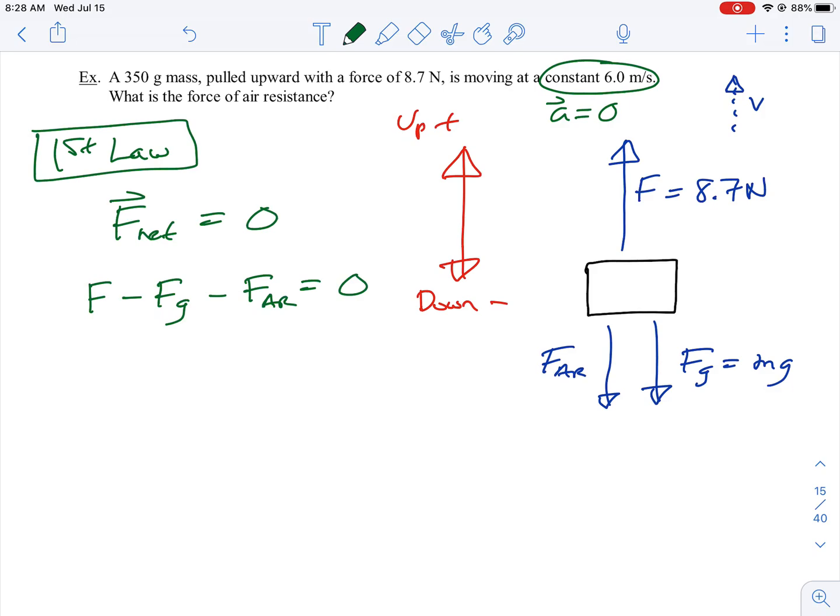Now, if you're wondering why we do this method, why can't we just stick with the arrow technique? Watch this. I'm going to take the two negative vector values and put them to the other side. And we discover that F becomes equal to FG plus FAR. Does this make sense to you?